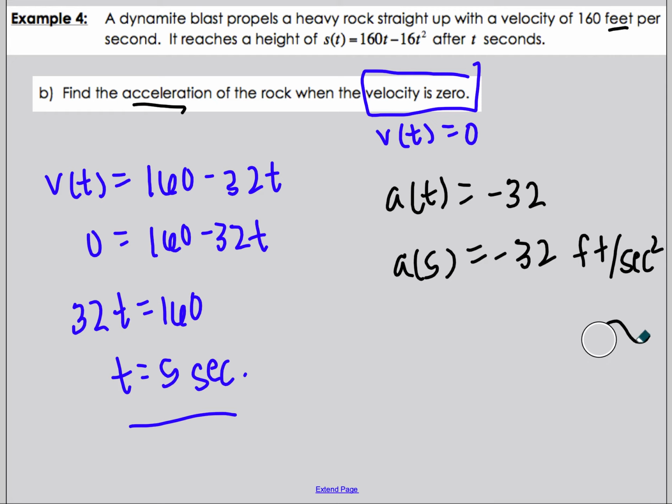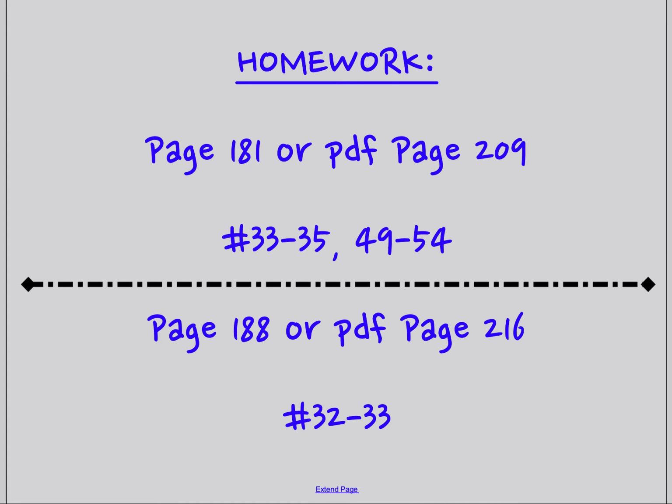So that is it for our motion problems. Here's your homework. It's off of 2 different pages, so just be careful. This is from section 3.1. And then this is from section 3.2.